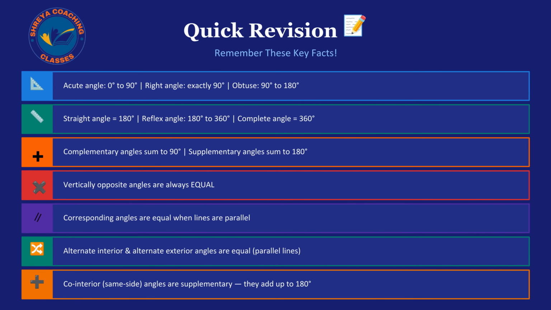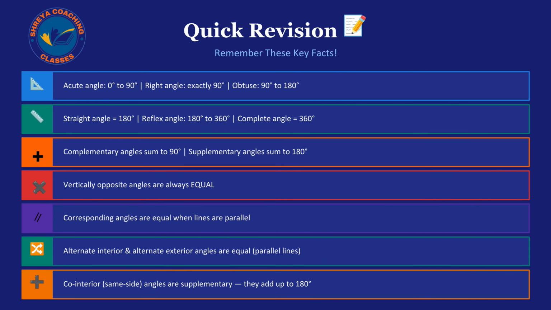Let's revise everything we have learned. Acute angle is less than 90 degrees. Right angle is exactly 90 degrees. Obtuse angle lies between 90 and 180 degrees. Straight angle measures 180 degrees. Reflex angle lies between 180 and 360 degrees. Complete angle is 360 degrees.